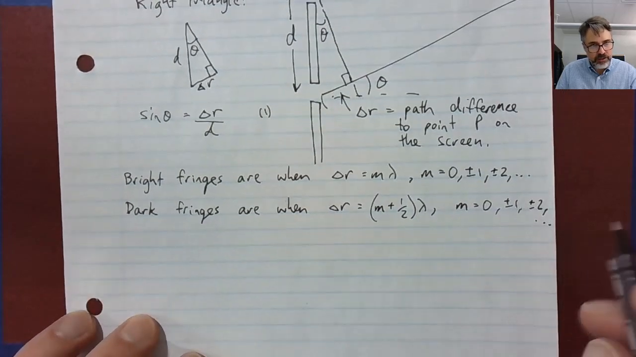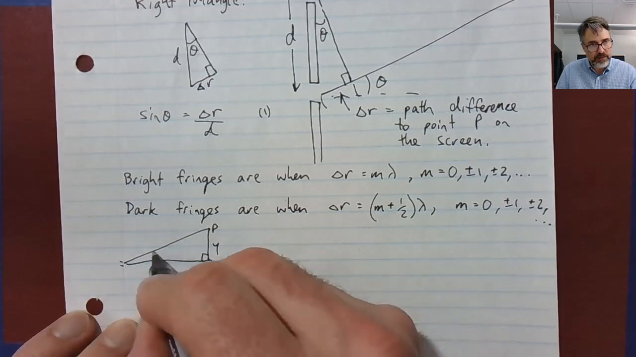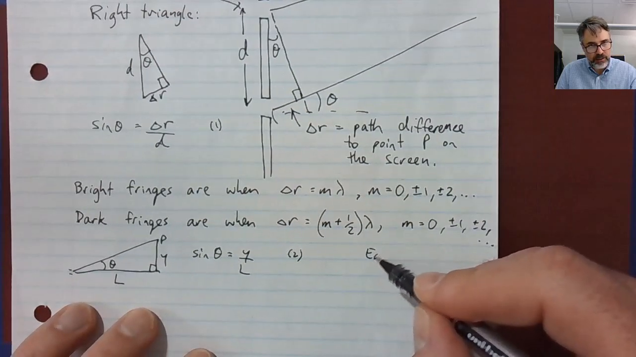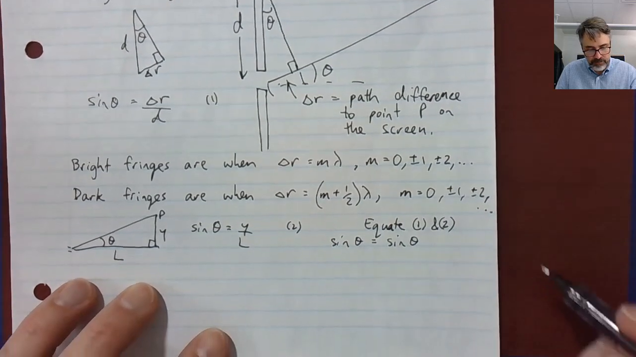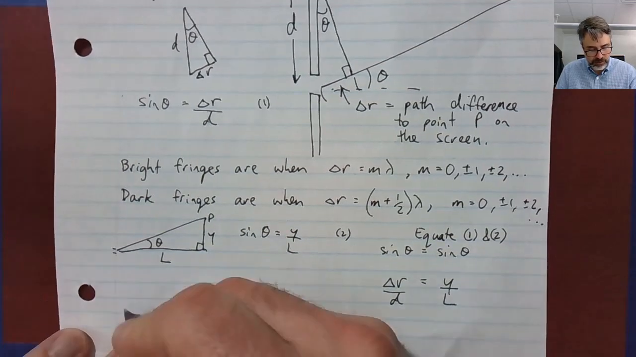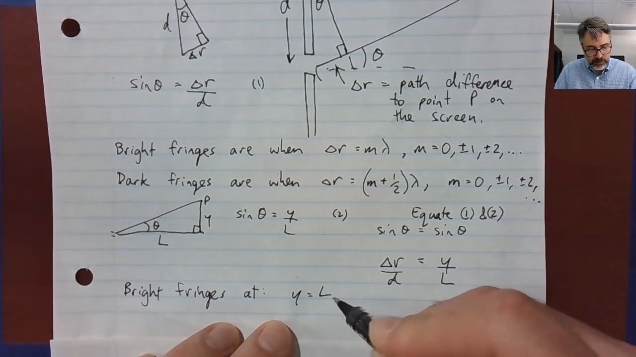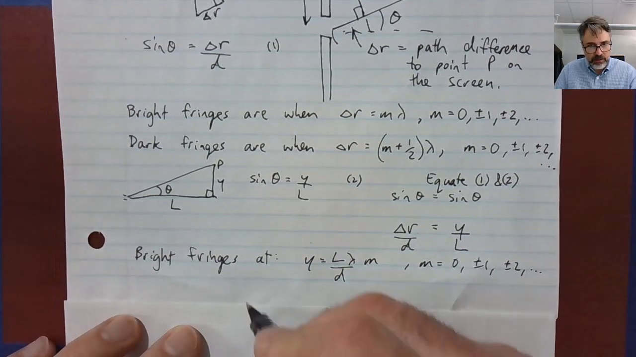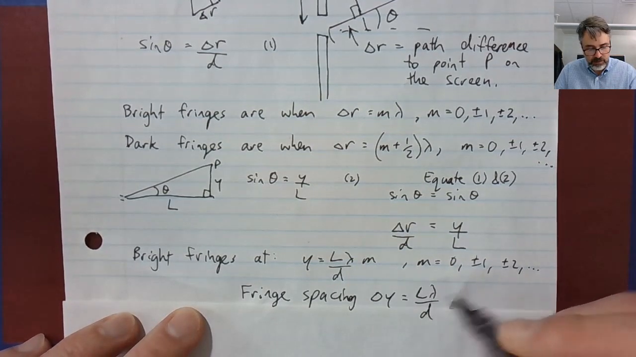And then the other idea here is you can use the whole geometry to find y, that distance on the screen, with the distance to the screen. It's the same angle theta there. So sine theta equals y over L. Call that equation 2. Sine theta equals sine theta, so you would say that delta r over d is equal to y over L. And so the bright fringes are going to be when y equals L times lambda over d times m, that integer. And that gives you that adjacent fringes should be spaced by delta y equals L lambda over d.